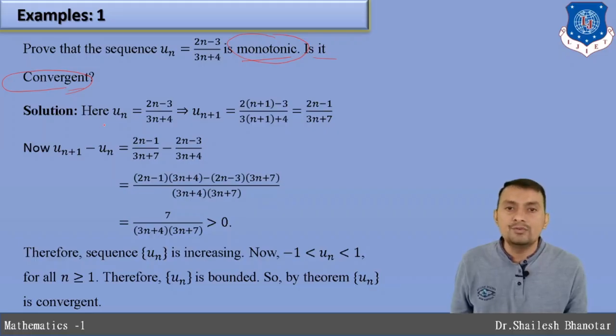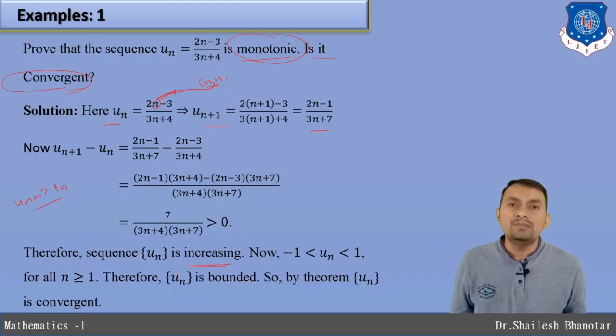So let us see first: un is there, and we just replace n by n plus 1 to get un plus 1. Mind well, we are only replacing n with n plus 1. Whenever you simplify, you will get this. But for simplicity, let us take un plus 1 minus un, and whenever you take the LCM and simplify, you will get this, which is always positive. That means un plus 1 is greater than un, so it is an increasing sequence.